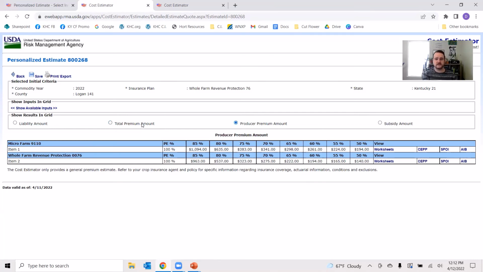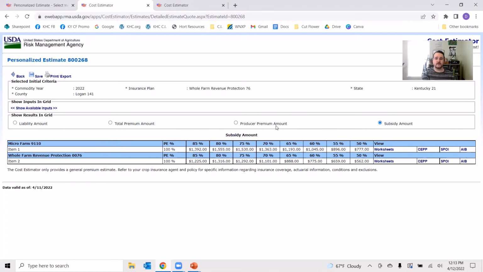So for that 85%, we started out at $2,400, and the producer will only pay about $1,000, $1,100 or so. For the whole farm, it's $2,100. Producer is paying $963. So it's really less than half, because with the whole farm and micro farm, the subsidy is over 50% of the premium.